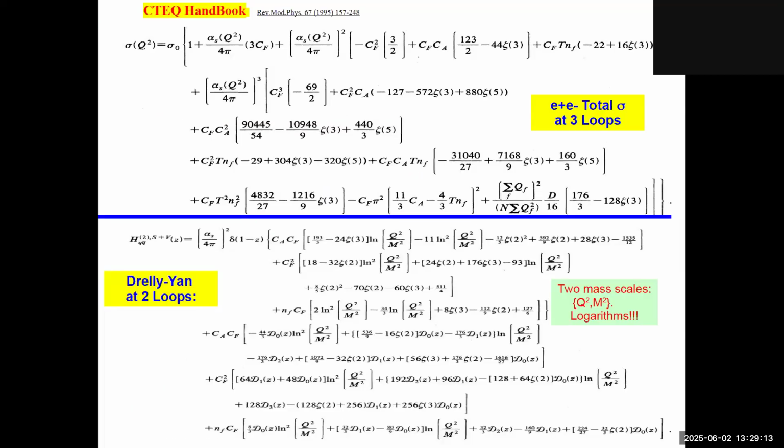So I got to go back. There we go. Yeah, I've got my alpha S squared and alpha S cubed. I've got a whole bunch of numbers. They're ugly numbers, but they're just numbers. And so it's complicated, but not that complicated.